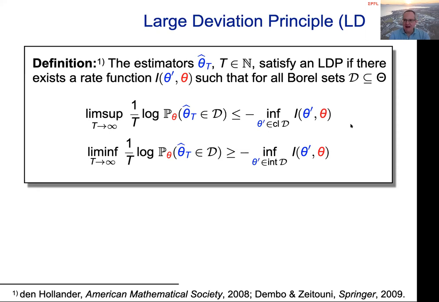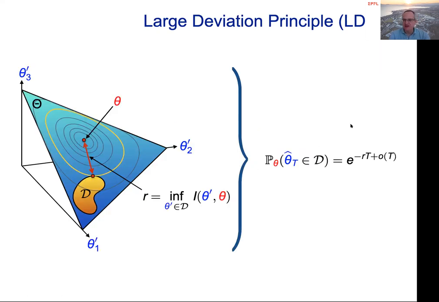Okay, so that's all a bit abstract. So let's look at an example. Here is a visualization of a large deviation principle, where the probability simplex visualizes all possible realizations of the statistic theta hat T. Here, you may imagine that this statistic represents the empirical demand distribution in the newsvendor model, when there are only three possible demand levels. The red dot in the simplex represents the true demand distribution. Now we're interested in computing the probability that the empirical demand distribution falls into the yellow set D.